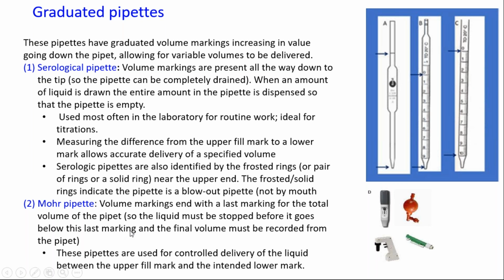The Mohr pipette also is a graduated pipette, which has graduations from the top to the bottom, but you will see that the graduations stop at one end of the pipette, and it is not a blowout pipette. It is not a blowout pipette. You can pipette it out by difference, define and record the final volume.